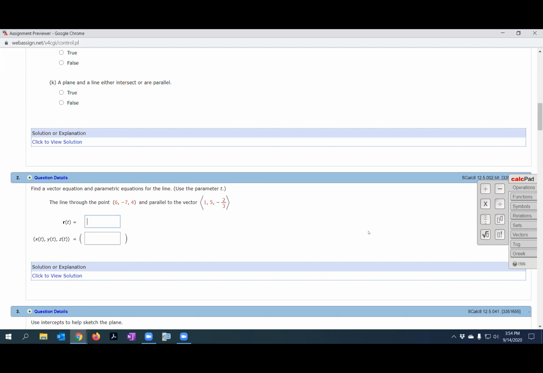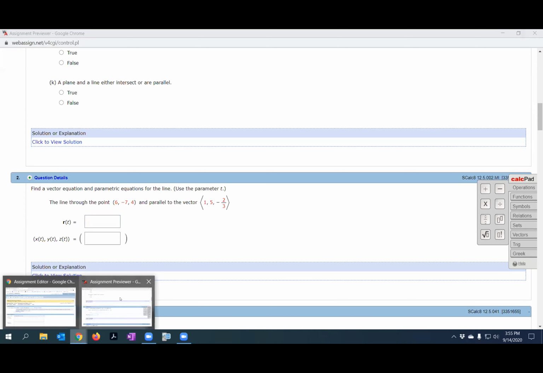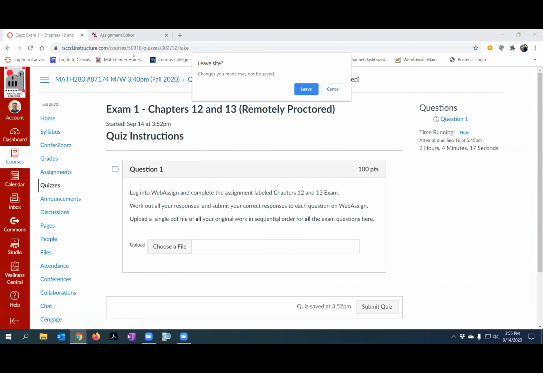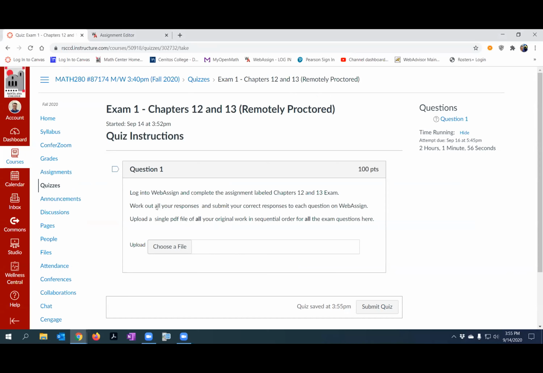But where do I upload it to? The exam. Where do you upload it to? You upload it here. It says log into WebAssign. Okay, yeah, I got it. There's only one question in the exam. Log into WebAssign, work out all your responses, and submit your correct responses. Upload a single PDF file of all your original work in sequential order for all the exam questions here. Okay? Does this make sense?